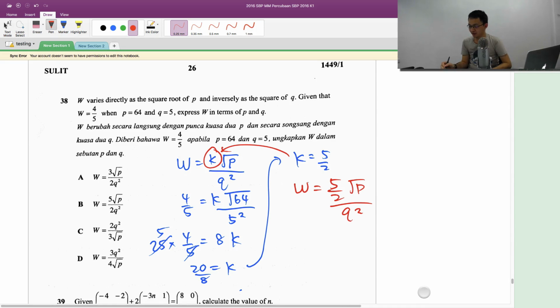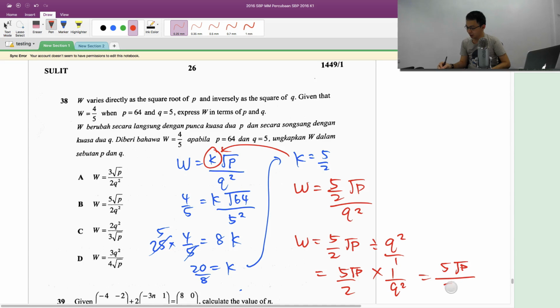You definitely won't find the answer in this form, so I will just separate them. Because you don't get the answer here, I will say this is 5 over 2 square root p divided by q square. Divide I change into multiply, so it becomes 1 over q square. So this is 5 square root p over 2, so you get 5 square root p over 2q square. So you should get the answer, which is B.